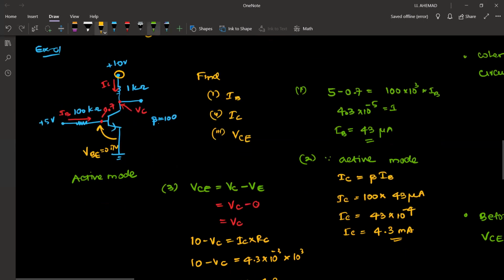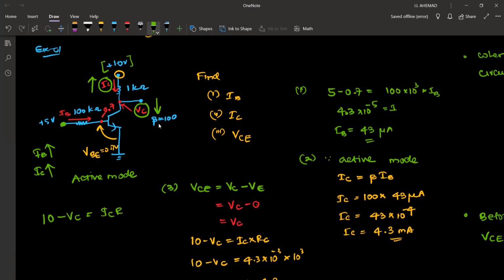This voltage is constant, okay? This voltage is fixed. It is not going to change. Now, if IB increases, then IC will increase, okay? That means this IC current will increase. If IC increases, this voltage VC has to decrease. Why is that? We need a potential difference. So if I write 10 minus VC is equal to IC into RC.